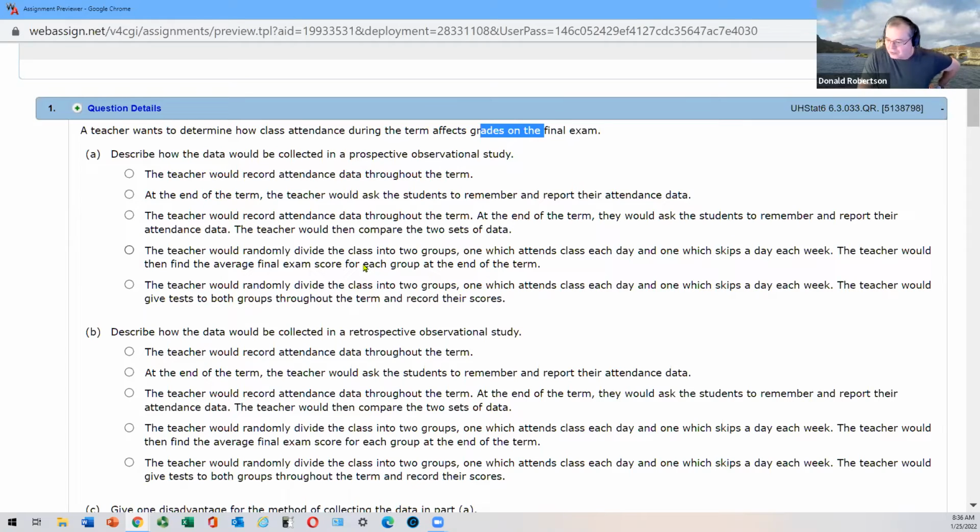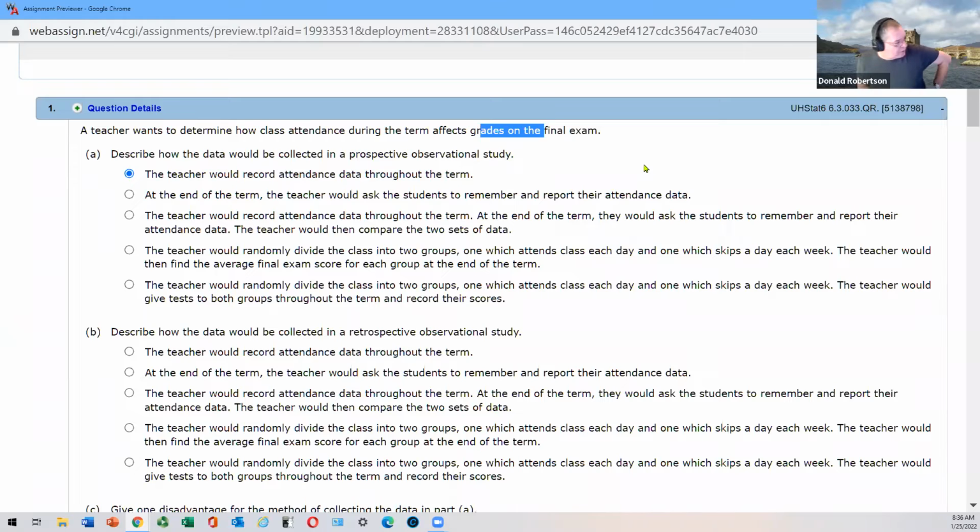Because you're assigning 2 groups and you're telling them what they should do. And then the last one is the teacher would randomly divide the class into 2 groups, one which attends class each day and one which skips. And the teacher, that's basically the same as the last one. So out of all that group, wouldn't the teacher just record the data throughout the term?